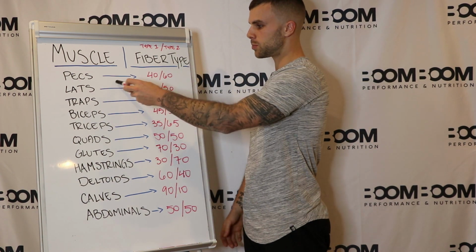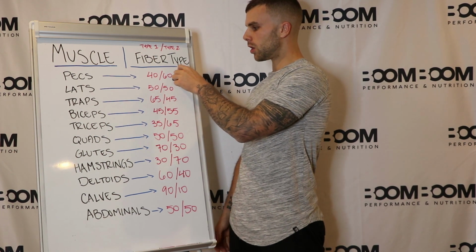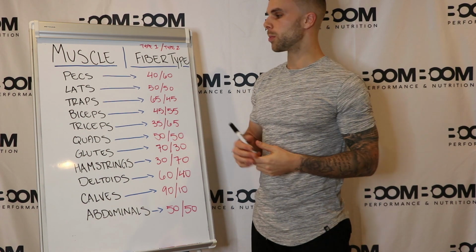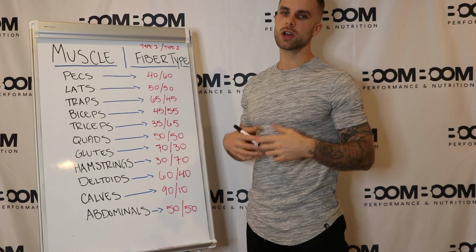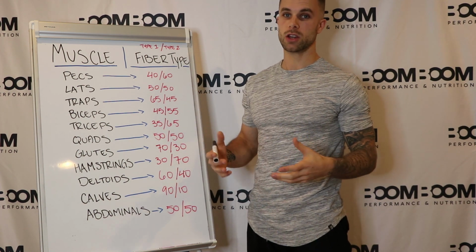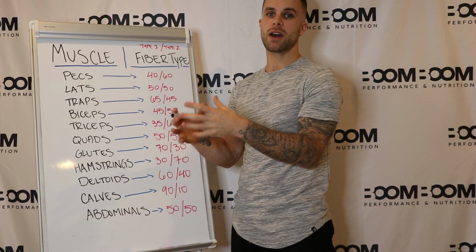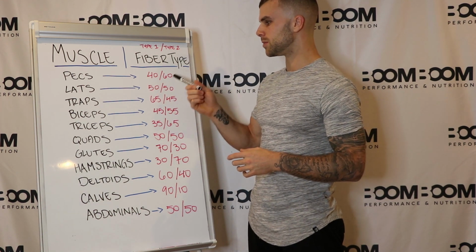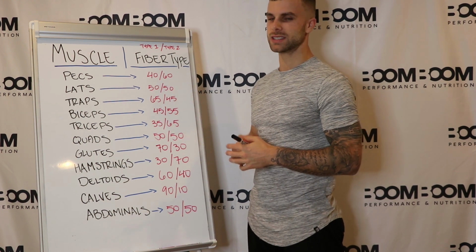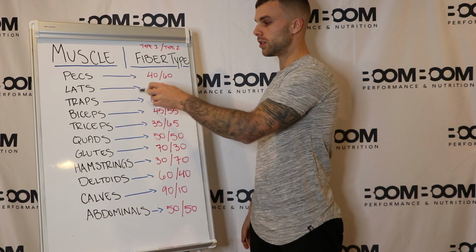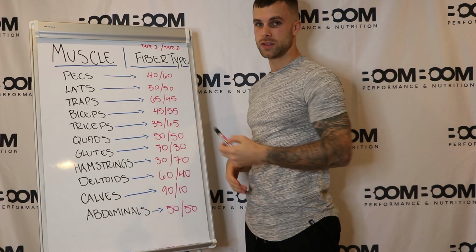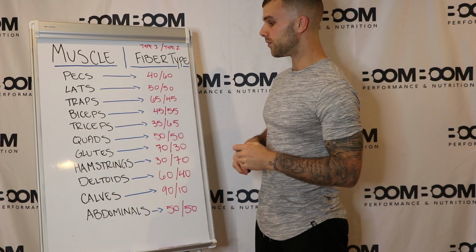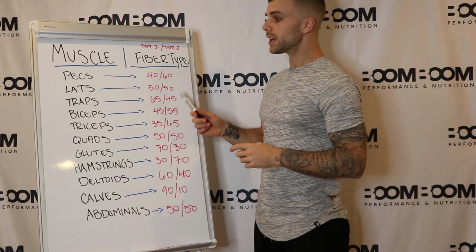So as we go down this, pecs are 40-60. This makes sense because to get a bigger chest, more development there, you're going to want to do some heavy bench pressing. Everybody knows that. That's why the bench press is such a compound movement. It's because that muscle group is predominantly type 2, but not by much. 40-60, the split is almost even. The lats, 50-50, they're split right in half. The traps, 65-45. So again, this is pretty even.